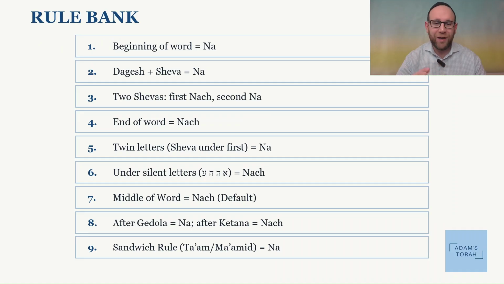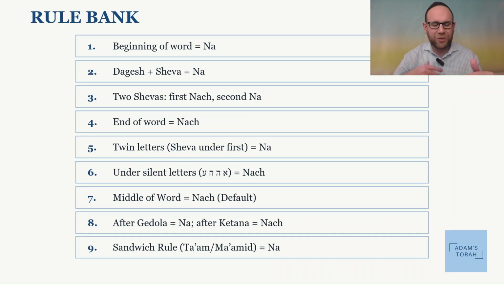Rule number 5, if you have a letter that's a twin letter, it comes up twice, and there's a Sheva underneath the first one, Sheva Na. Rule number 6, a Sheva underneath one of the silent letters is going to be silent, a Sheva Nach. Rule number 7, the default rule is that a Sheva in the middle of the word will be Sheva Nach, and the additional rule that goes together with that is rule number 8. It's only a Sheva Nach in the middle of the word if it's following a Tenua Ketana. But if it were to follow a Tenua Gidola, it's actually a Sheva Na.